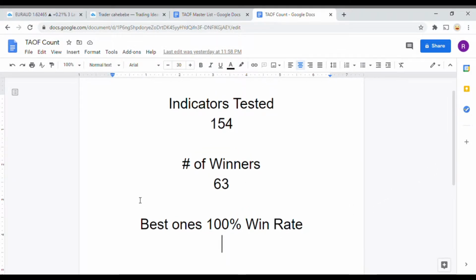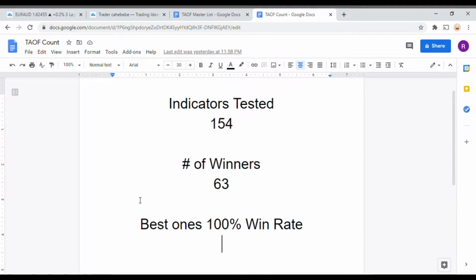So to date, we have tested 154 indicators, and out of those 154 indicators, 63 of them have been winners, which means that they have met or exceeded the 60% win-loss ratio threshold that we have set for them. The best ones so far were able to achieve a 100% win rate.